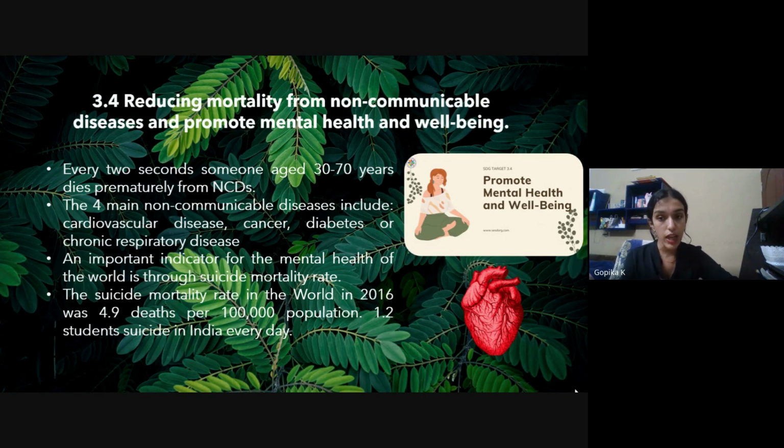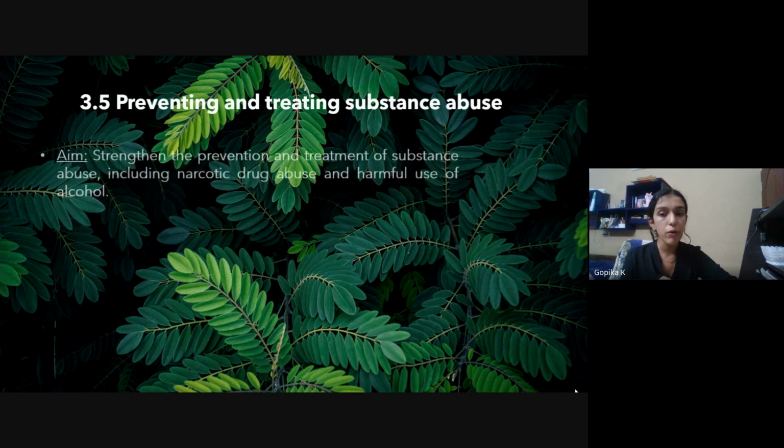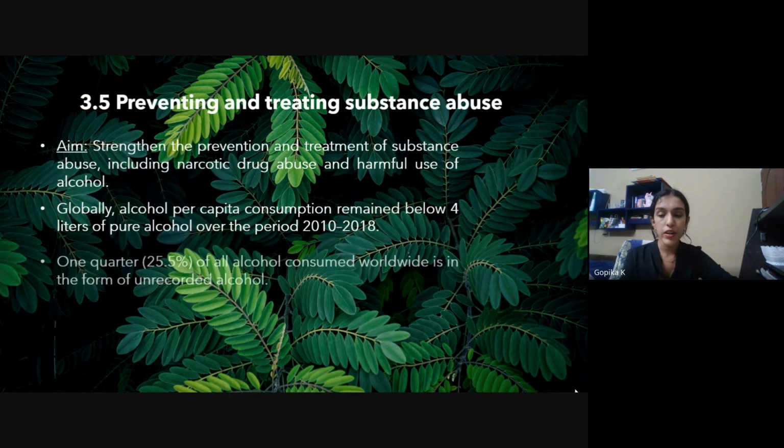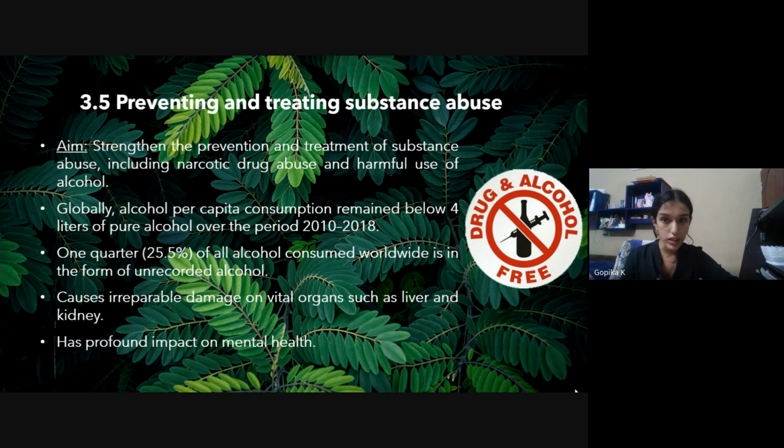Reducing premature mortality from NCDs and promoting mental health is not just about saving lives. It's about improving the quality of lives. Moving on to the next target, target 3.5, strengthening the prevention and treatment of substance abuse, including narcotic drug abuse and harmful use of alcohol, is critical for global health.